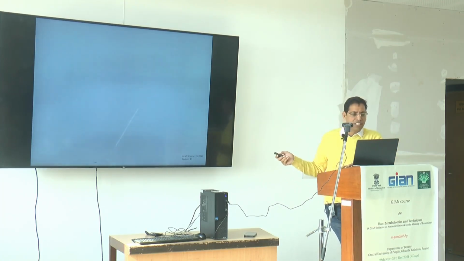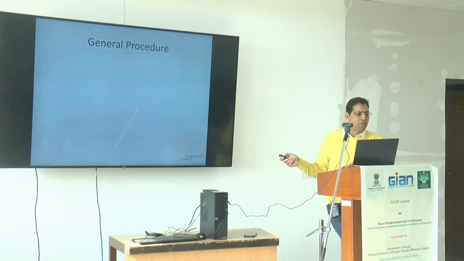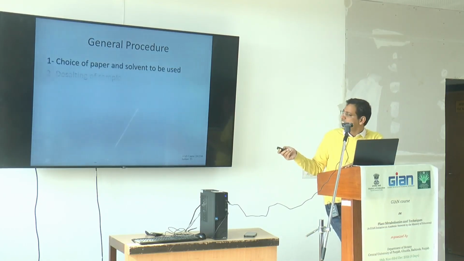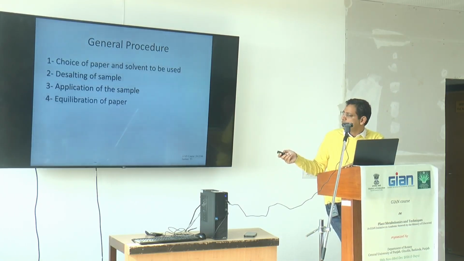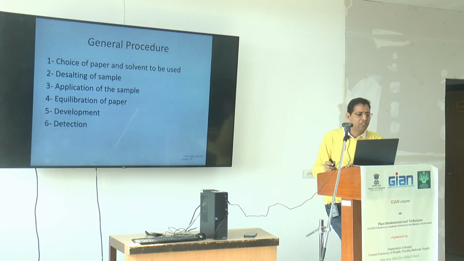So try to understand, this is a general procedure, so I do not want to move quickly. I will give the slides, but we have to cover them because we have many slides. These are the 5 or 6 different stages of general paper chromatography, and you have to cover them in a stepwise manner. Finally, you have to detect whether your compounds are present or not. And after detection, you have to identify what that compound is. So this is something that is given.